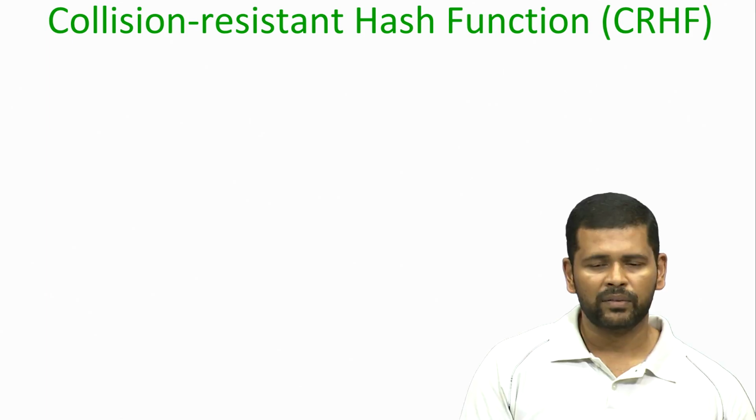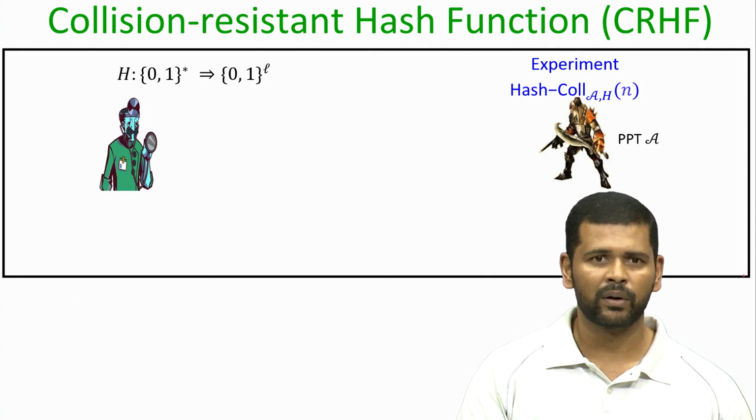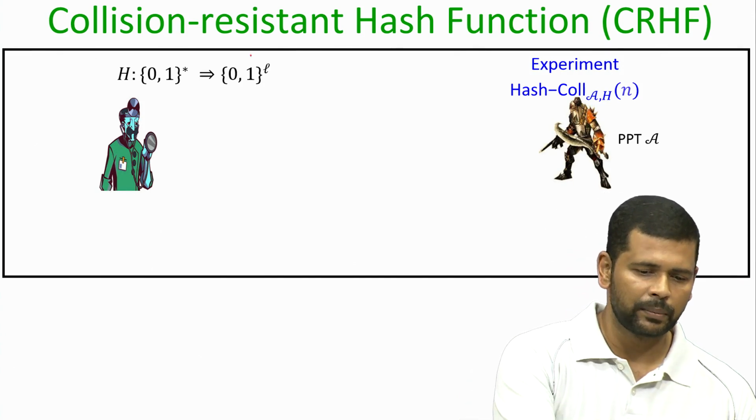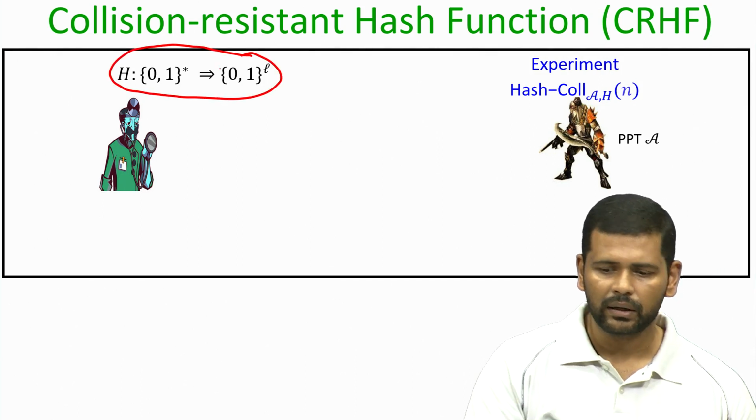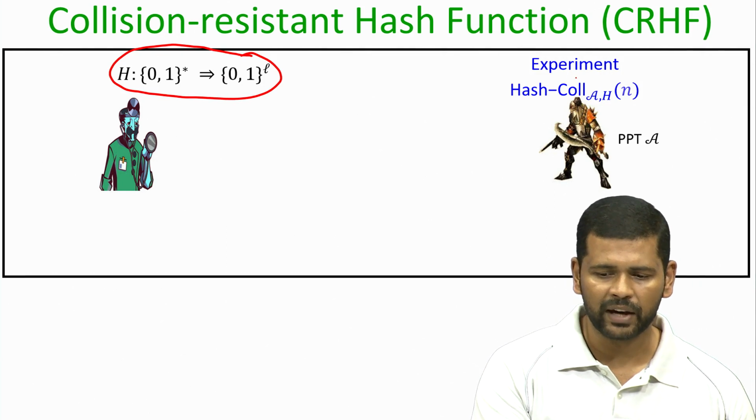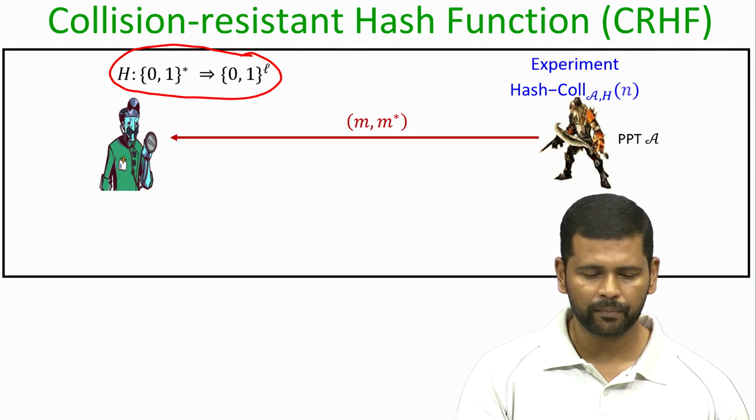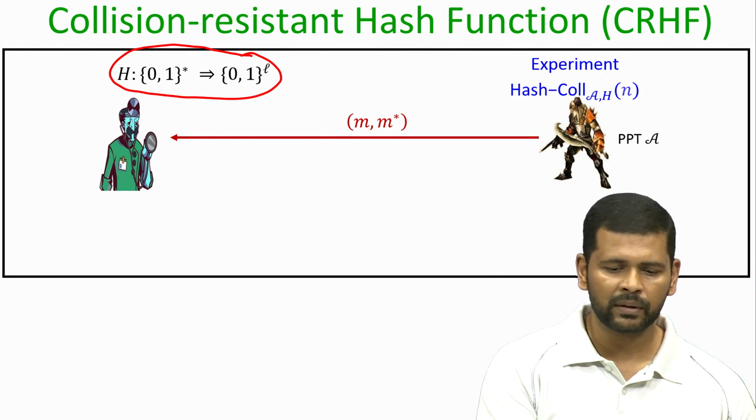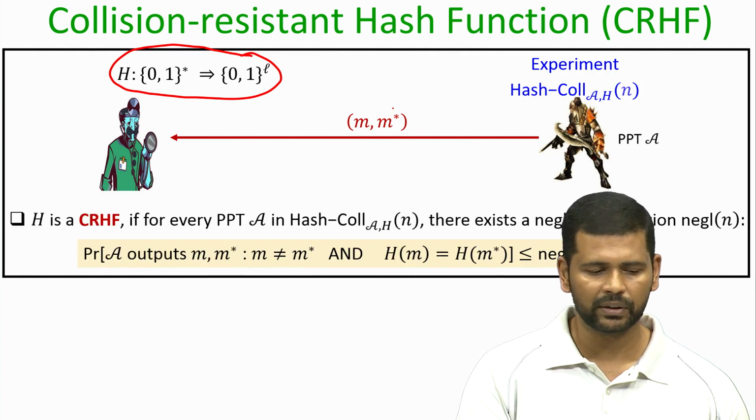So, let us formally define what exactly we mean by collision resistance. That is modeled by an experiment, and in the experiment we are given the description of a publicly known hash function. The name of the experiment is the hash collision experiment, and we have a polynomial time adversary whose goal is to come up with a pair of messages, say m comma m star, from the domain of this hash function.